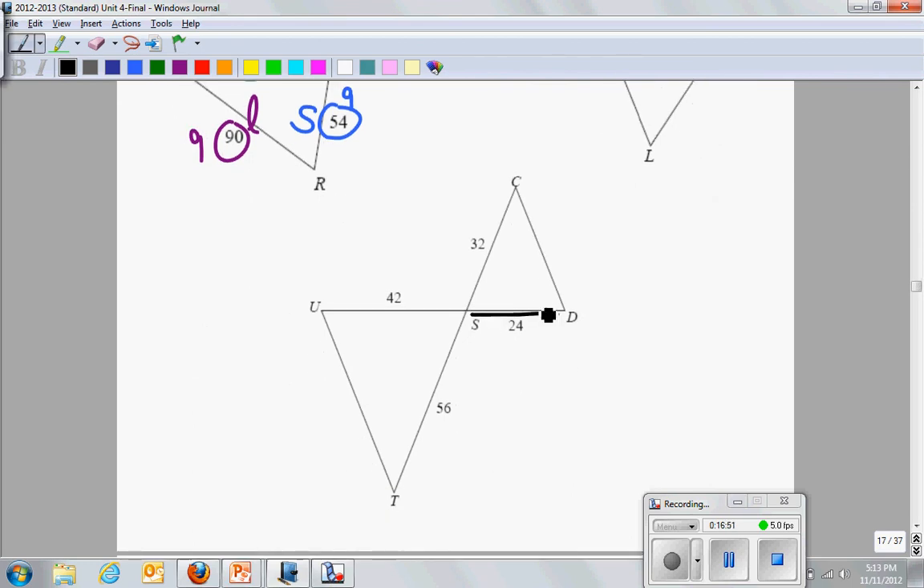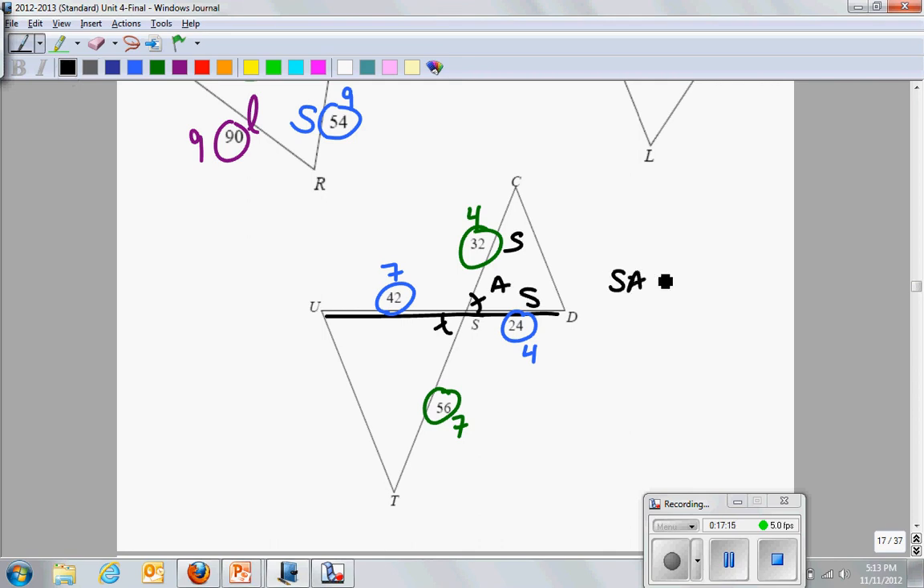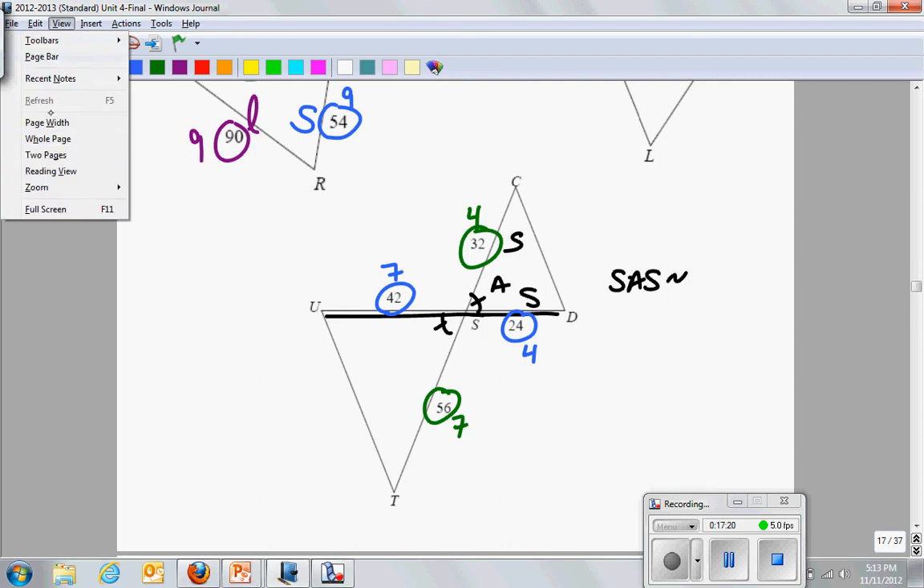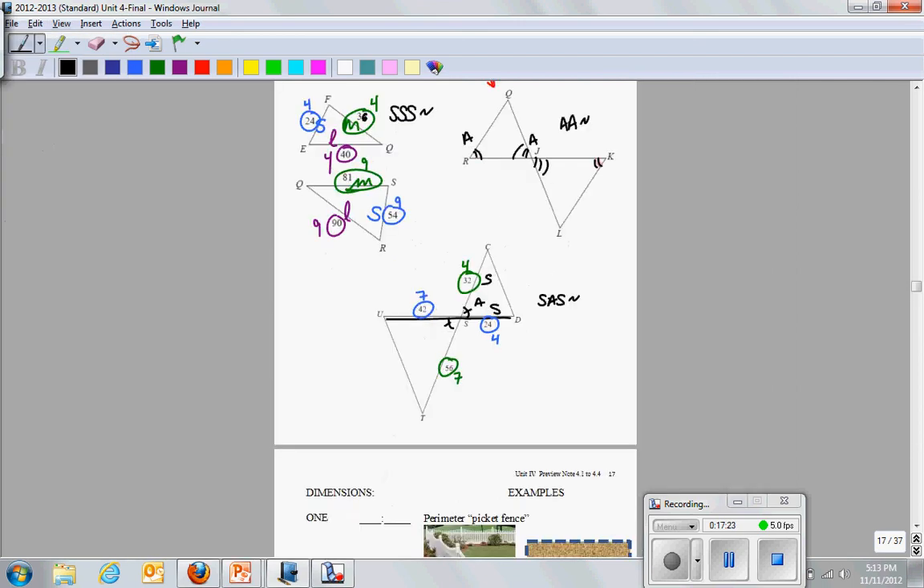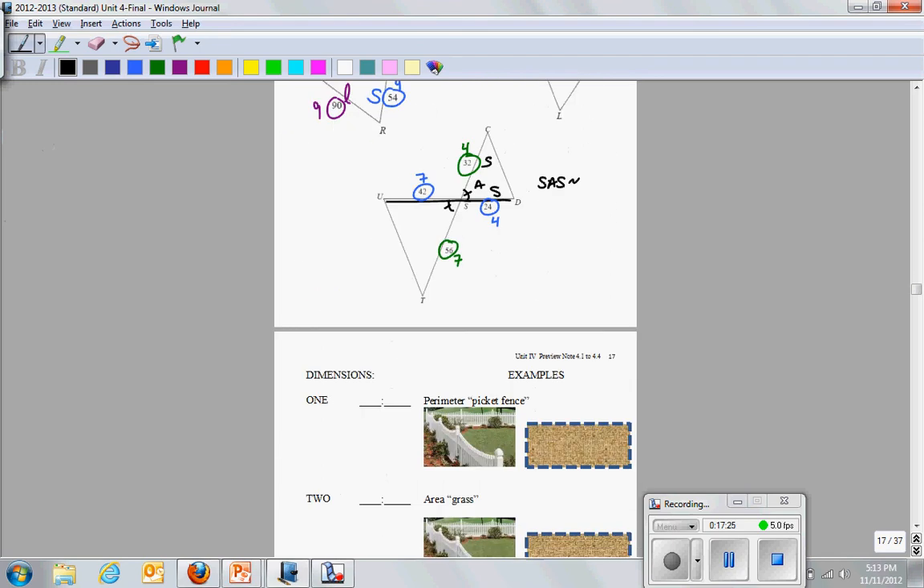Here, 24 to 42, 6 goes in here 4 times, and 6 goes in here 7 times. Let's take a look here. 8 goes in here 4 times, and 8 goes in there 7 times. Then we have the angle in the middle, so this is going to be side angle side similarity. Okay, so those are our shortcuts.